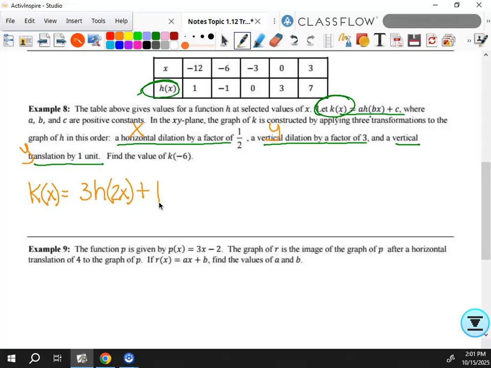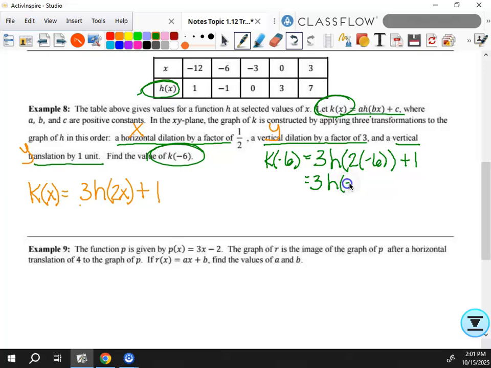That's what I got. See if you agree with me. My horizontal dilation is by a factor of 1/2, which means I'm really multiplying by 2. Then my vertical dilation, and then my vertical translation. Are we all good on that? Okay. So then what it's really asking me for is k of -6. So k of -6, I'm just going to substitute it into that. That's 3 times h of 2 times -6 plus 1. Then just like we did at the top, that'll give me 3 times h of -12 plus 1.